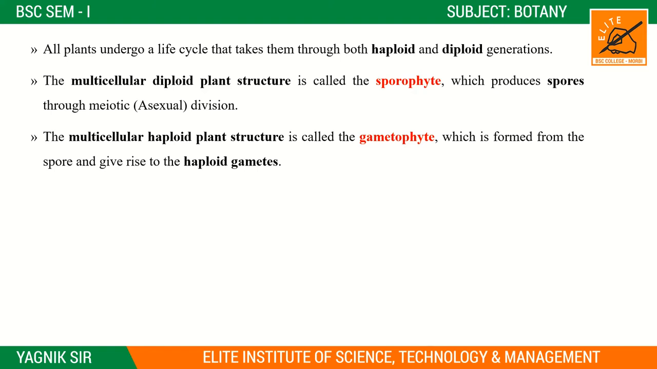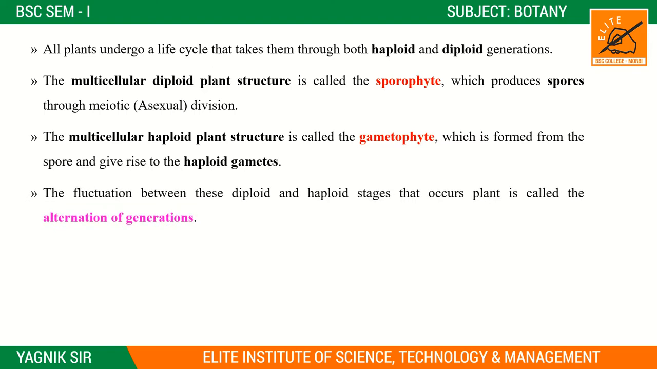And these fluctuations between these two generations, the haploid and the diploid stage, that occur in a plant, are called the alternation of generations.